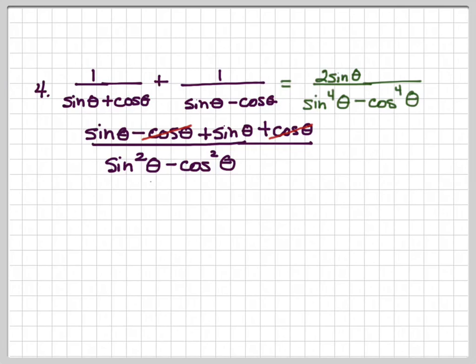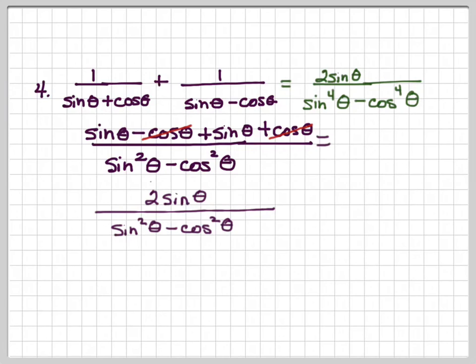And I notice that my cosines zero themselves out, so I have 2 sine theta over sine squared theta cosine squared theta. Now if you look up at what we're trying to get this to be equal to, it's not near it yet. It kind of looks like it, but not quite. But here's what you have to think about. If I would multiply this times sine squared theta plus cosine squared theta, I would get my sine to the 4th theta minus cosine to the 4th theta.